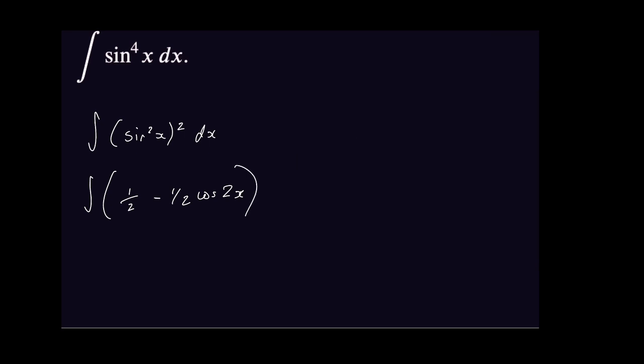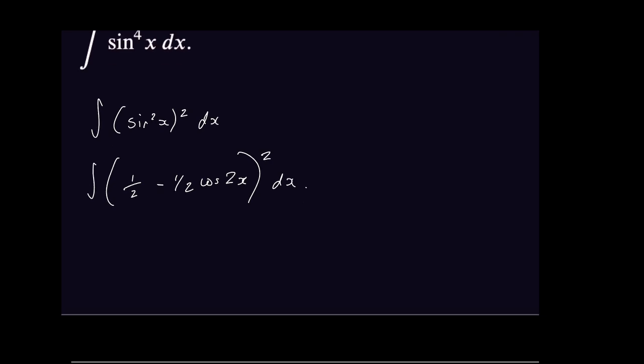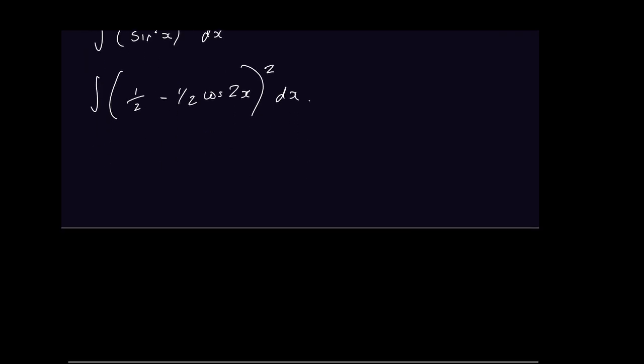So, we've got that now, and that's obviously going to be squared. So, next we just go ahead and square it again. We expand it, sorry. So, we're going to have a quarter minus a half cos 2x, right, plus a quarter cos squared 2x dx.